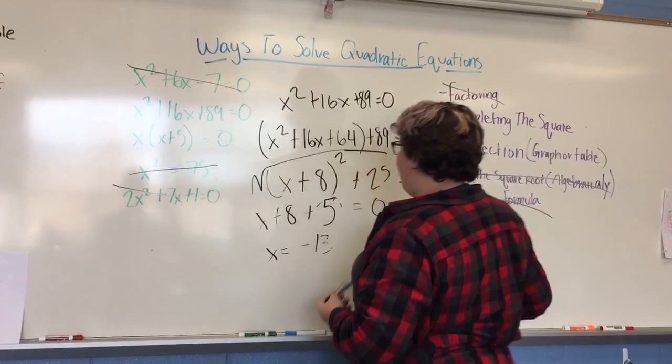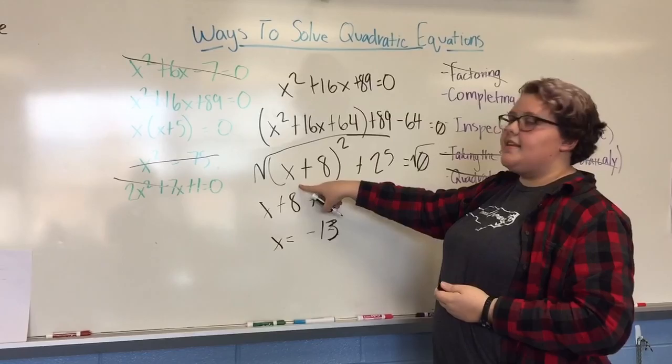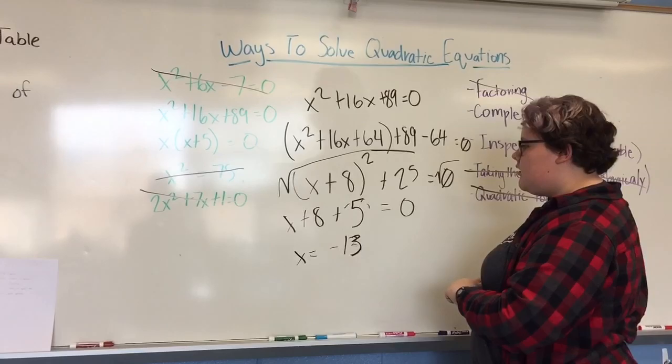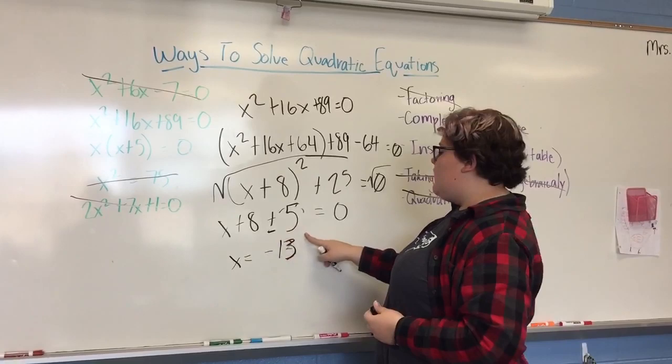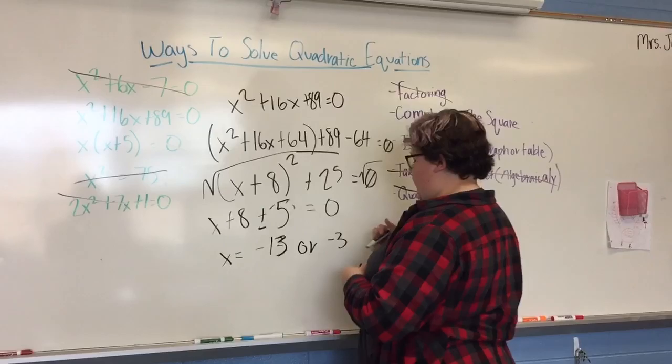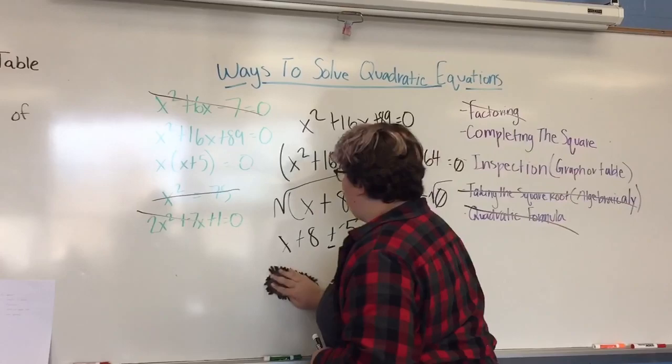But then, also, it could be negative 13, or you could also have x minus... no, it's only one answer, right? Plus or minus 5. All right, okay, so plus or minus 5. So 8 plus 5 is on the other side, negative 13. And 8 minus 5 is 3, so that'd be negative 3. So negative 13 or negative 3. Take a minute to pause, write that down.